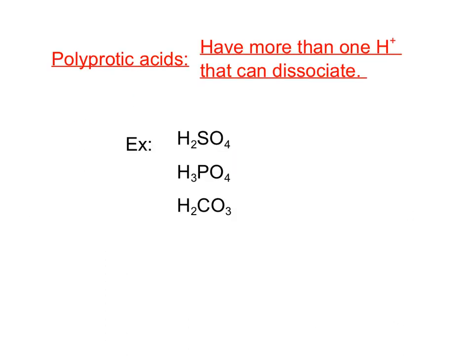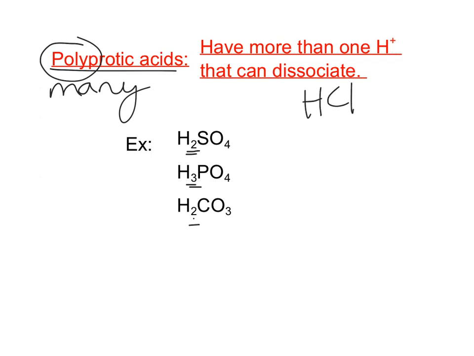Okay, last thing about acids is a simple definition called polyprotic acids. We've talked about polyatomic before, poly meaning many. So this is an acid that has many hydrogens it could dissociate. So HCl is not a polyprotic acid, but H2S, hydrosulfuric acid, is a polyprotic acid. It has more than one hydrogen that could break off.